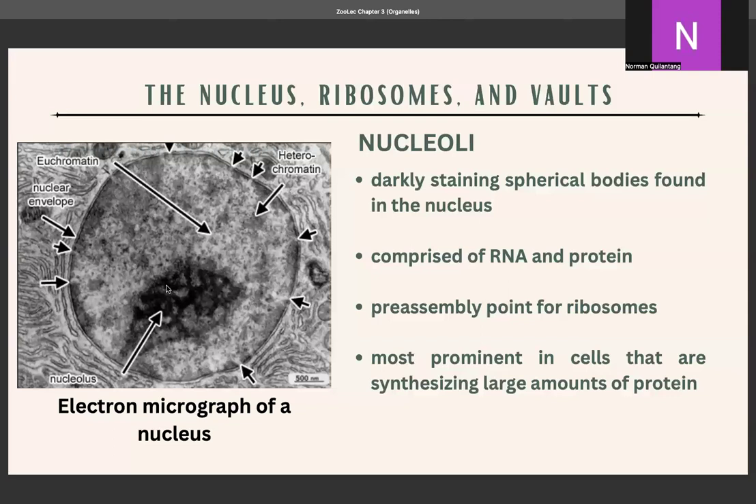Then you also have the nucleoli. The nucleolus is a darkened portion that you can find within the nucleus of a cell. It is comprised of RNA and proteins. This is also where your ribosomes, the protein synthesizing organelles, are found. It's very prominent in cells that are synthesizing large amounts of proteins.